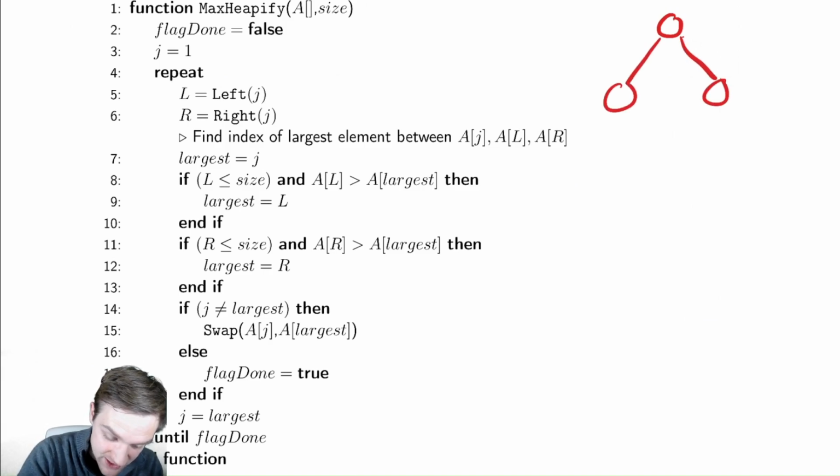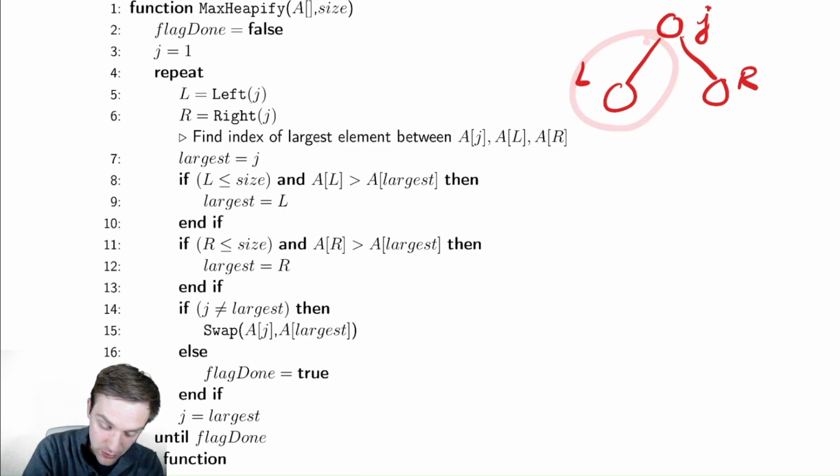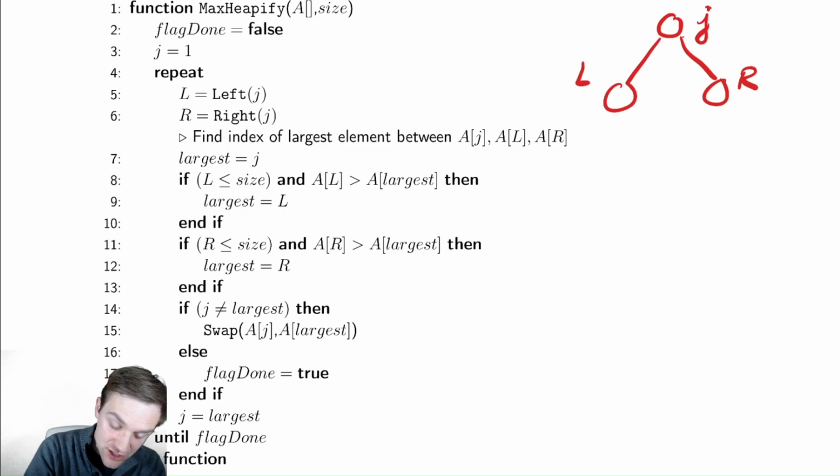So let's draw this. This is J, this is L, and this is R. We start by assigning this one to be the largest, the one at the parent. We then check, is the one on the left in the array? As in, is there a child over here to even compare to? And is that child greater than the element I'm looking at? Largest is initialized to be j.